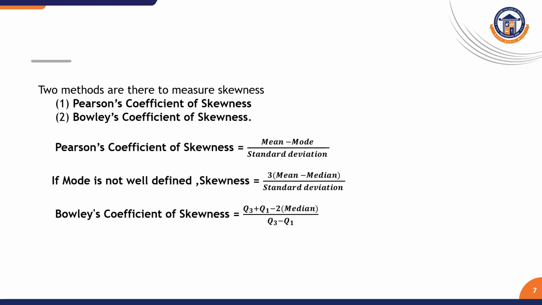Now let us come to the topic measure of skewness. In measure of skewness, we have two different types. One is Pearson's coefficient of skewness and the other is Bowley's coefficient of skewness. Pearson's coefficient of skewness is mean minus mode divided by standard deviation. If mode is not well defined, skewness equals 3 into mean minus median divided by standard deviation. Bowley's coefficient of skewness is Q3 plus Q1 minus 2 into median, divided by Q3 minus Q1.